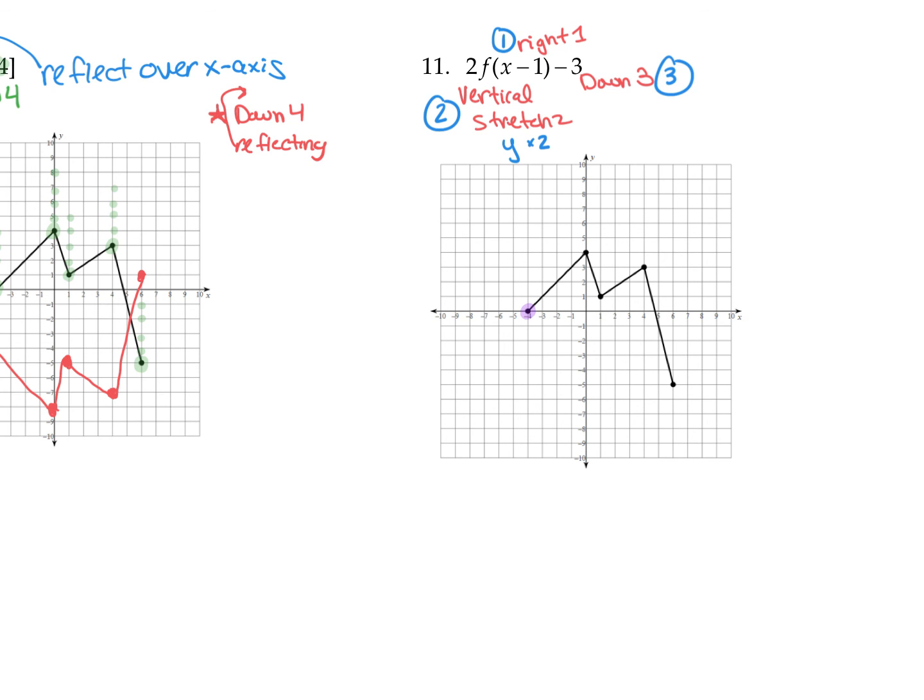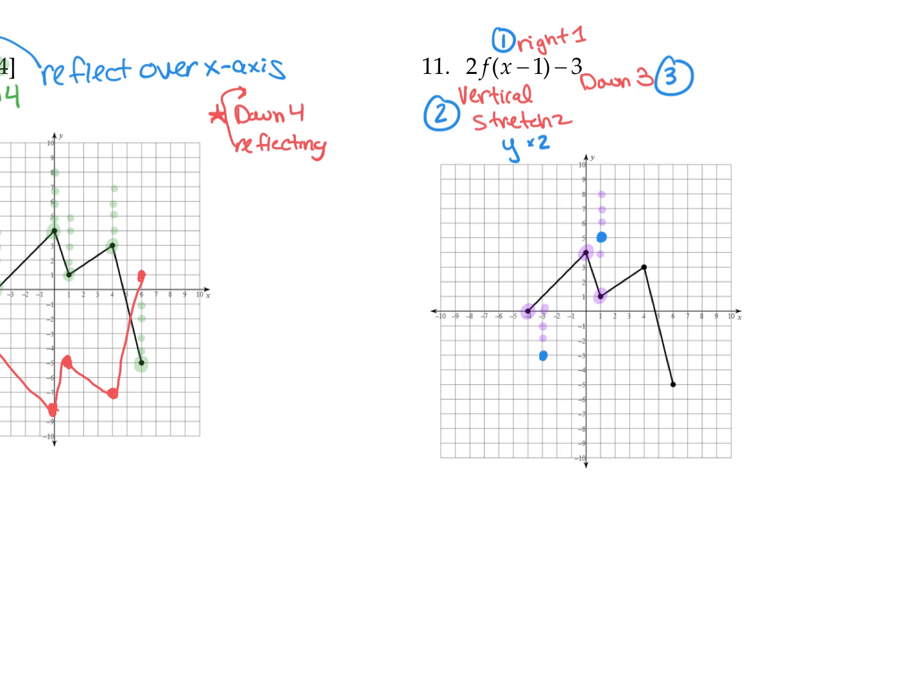So for this point, I'm going to move it right 1. Then I'd multiply the y by 2. Well, the y is 0, so it's not going to move. And then I go down 3. So this point will end up right here. This point, I'm going to move it right 1. Multiply the y by 2. Well, the y is 4, so multiply by 2 will put me back at 8. But then I have to go down 3. 1, 2, 3. So my final point will be right here.